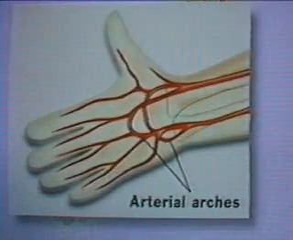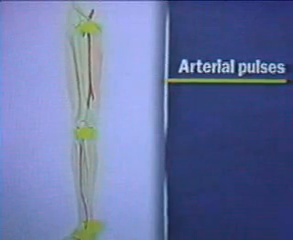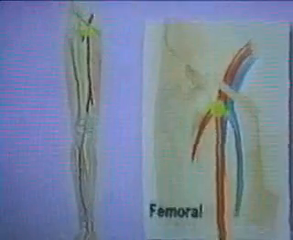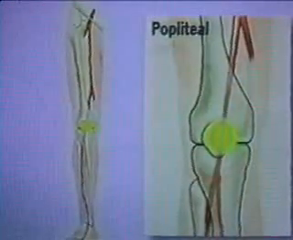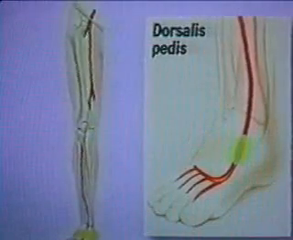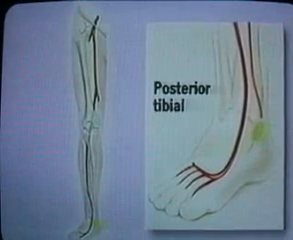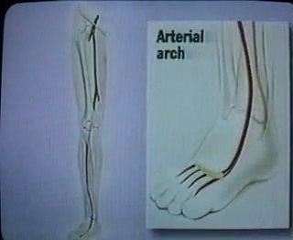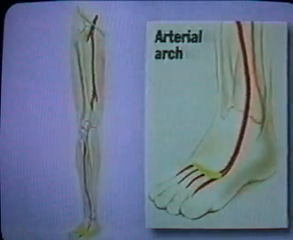occlusion. In the legs, arterial pulses can usually be felt in 4 places: the femoral artery in the groin, the popliteal artery behind the knee, the dorsalis pedis artery on the dorsum of the foot, and the posterior tibial artery behind the medial malleolus of the ankle. An interconnecting arterial arch protects the circulation of the foot.